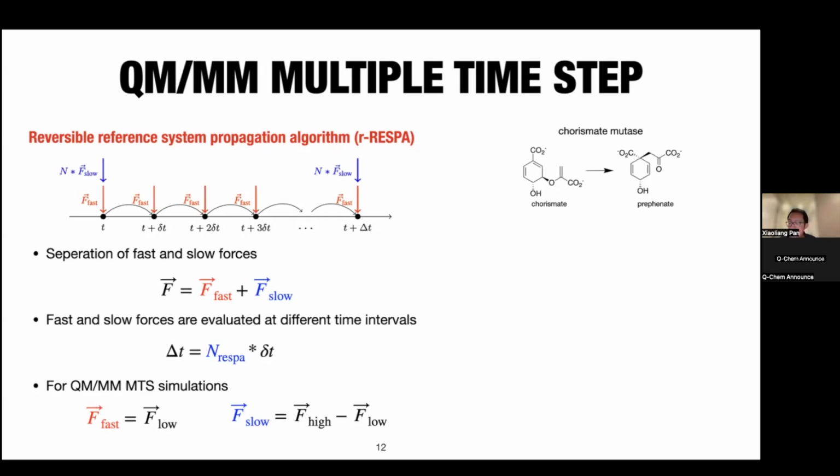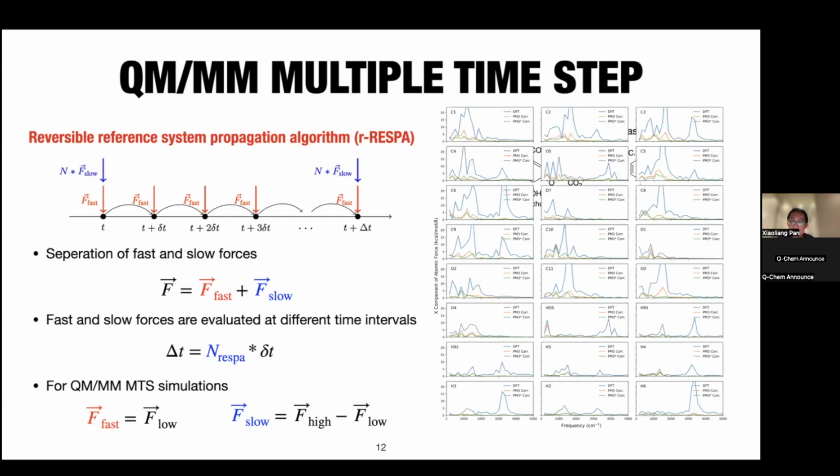So we also test this on this Corsame mutate system. We first try to validate, is this separation a valid assumption? We can have these fast and slow components. Here I'm showing the blue one are the force components from the original DFT. You can see there are several high peaks in the high frequency region, especially from these hydrogen atoms. So that's kind of expected.